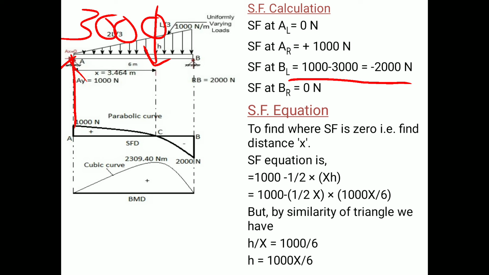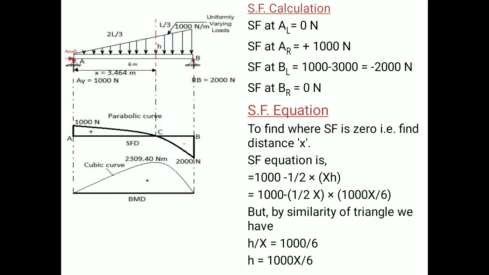So this 1000 minus this 3000, it will be minus 2000 Newton, and shear force at right of B will be 0. So remember that we have converted into point load. Now we will draw the shear force distribution diagram.